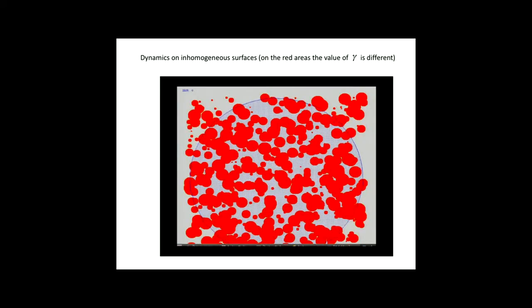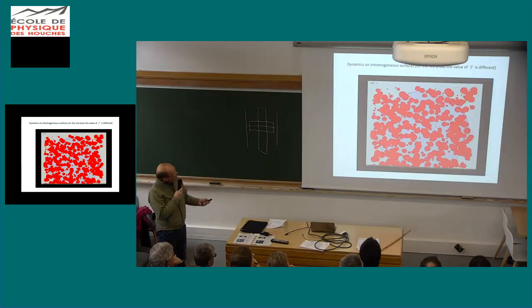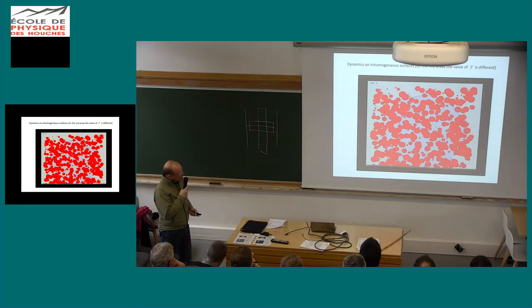Let me show you another simulation, which is already on inhomogeneous surfaces. So here you have the triple line, you can see it. Here are inhomogeneities, so there are points on the surface where the surface tension is different. You can see the roughening of the triple line. You can also see how droplets are forming during this dewetting phenomenon. So the whole picture that you get here looks pretty realistic.